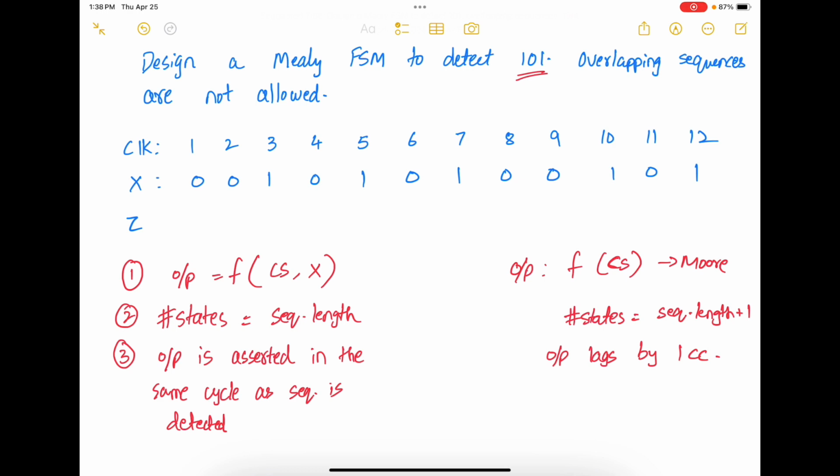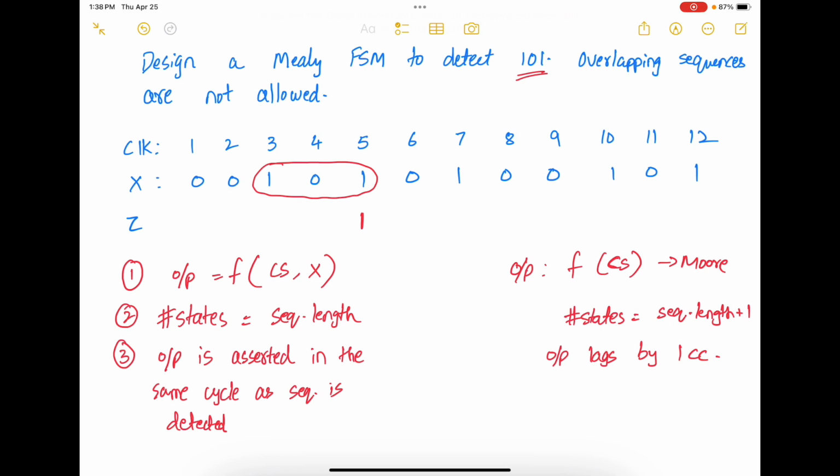Now we want to detect 101. Overlapping sequences are not allowed. So this is the first instance where 101 is detected. So your output will be asserted in clock cycle 5 itself. In the Moore machine, your output would have been asserted in cycle 6.